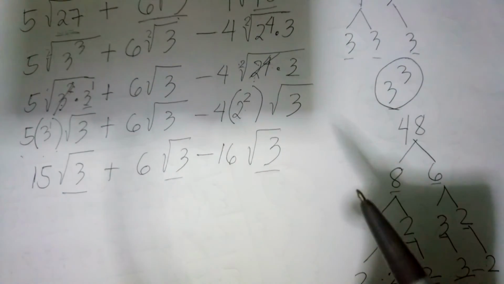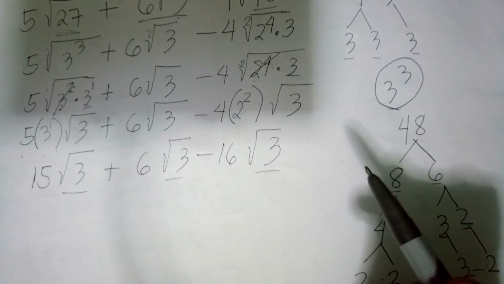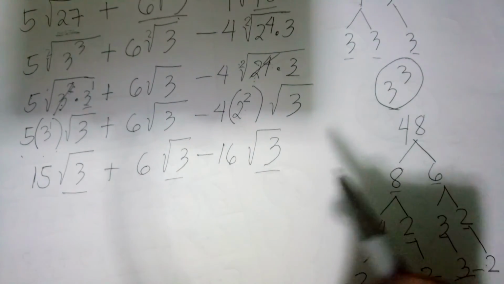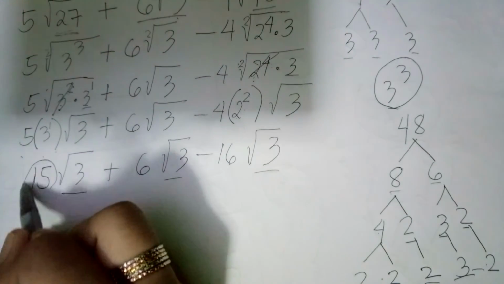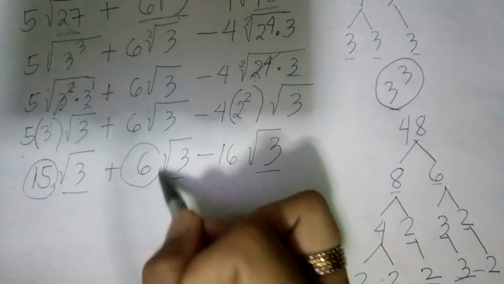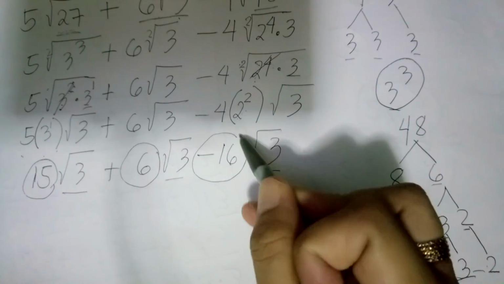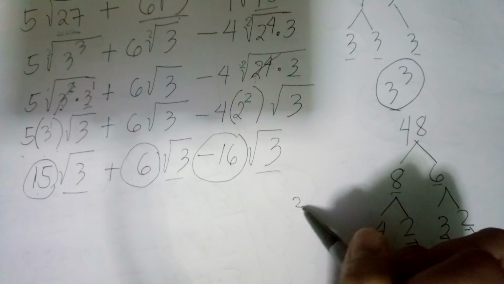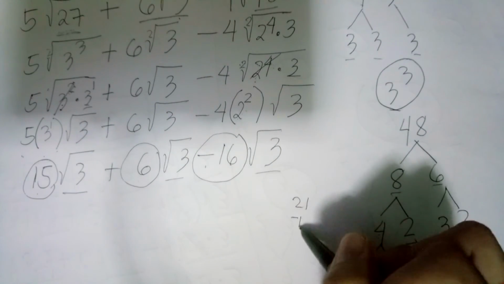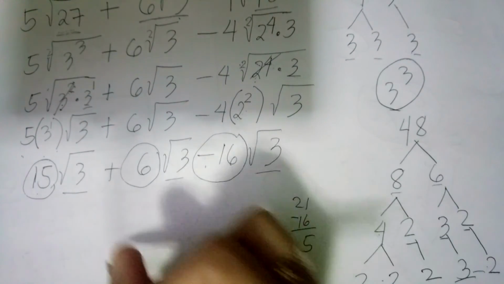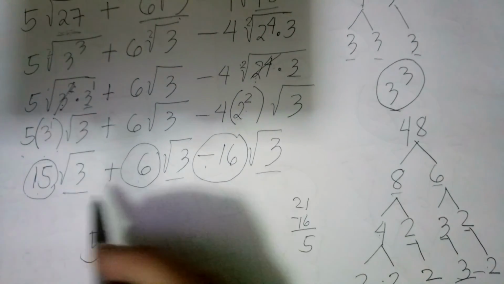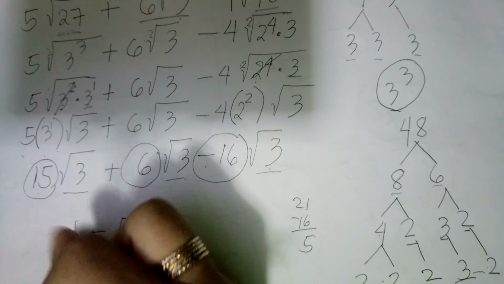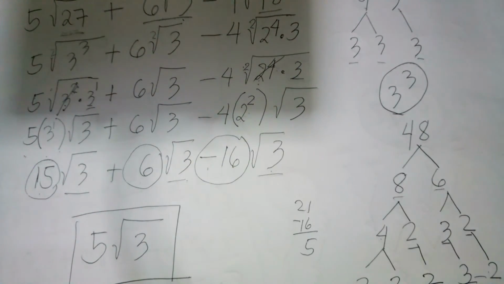Because they are like radicals, we can now combine them by adding or subtracting the coefficients. The coefficient here is 15, here is 6, and here is negative 16. So we will add 15 plus 6 is 21, minus 16, we'll have 5. Finally, you have 5, and then you copy the radical square root of 3. So this is now our final answer.